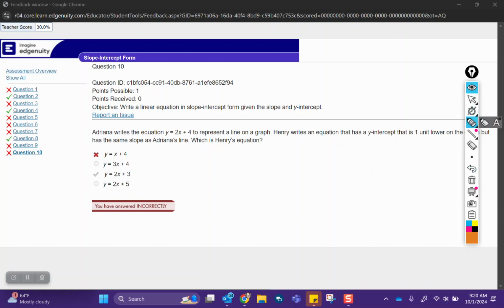Adriana writes the equation. Henry writes the equation that has a y-intercept that is 1 unit lower, but it has the same slope. Okay, so you're again just getting, I think you're getting slope and y-intercept mixed up. If it's got the same slope as hers, then it has to be either this one or this one, because that has the same slope. Slope is the number in front of x. It's 2. The y-intercept is 1 unit lower, so subtracting 1 from 4 is 3.